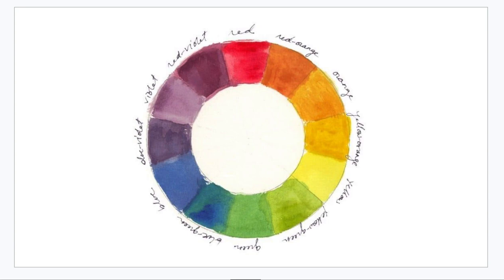And there are a couple of things we need to know. One is that we have three primary colors. You guys know this. The primary colors are red, yellow, and blue. And we call them primary colors because we have to start with those. We cannot mix red, yellow, or blue from any other colors mixed together.